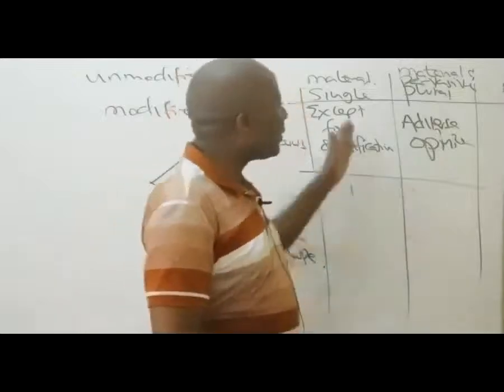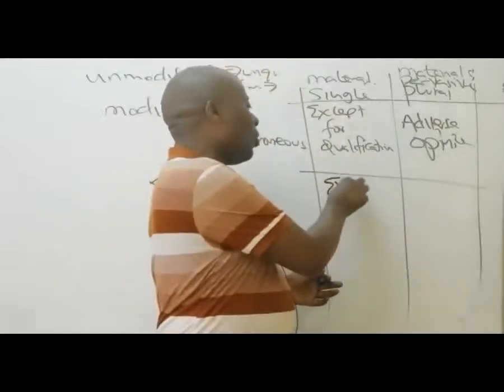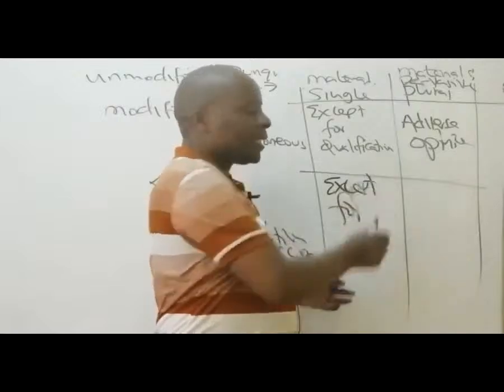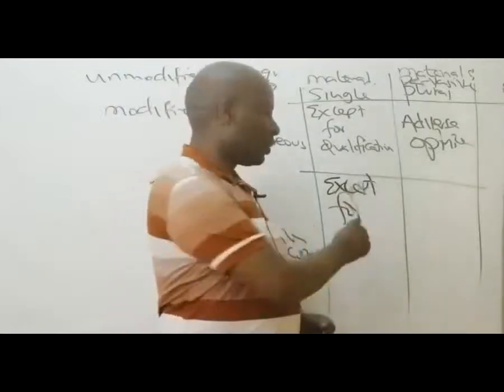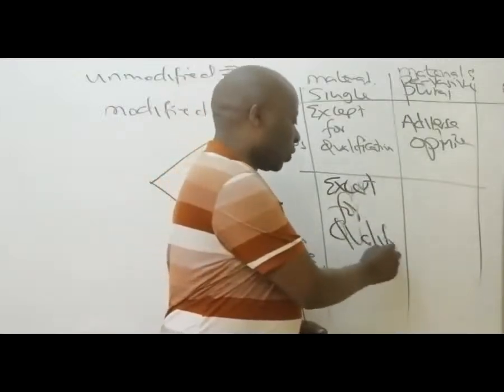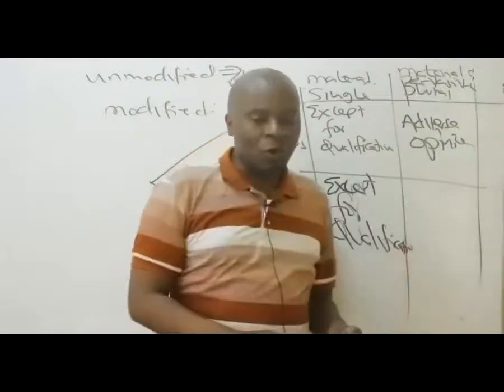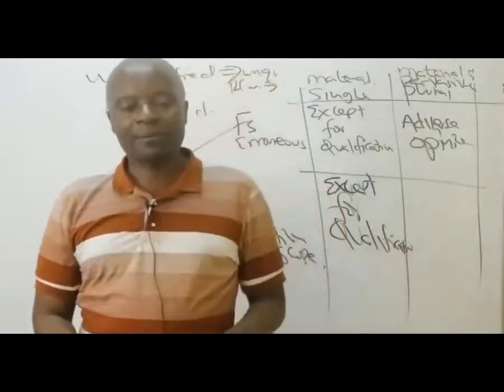So again here, if it's a single item, it's an except for qualification.